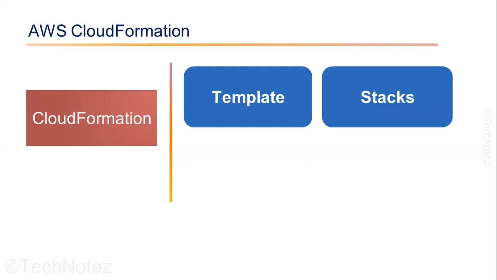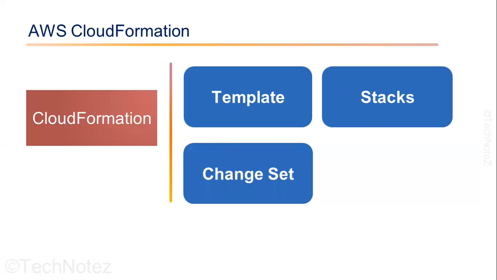Stack. CloudFormation stacks are a set of AWS resources that are created and managed together. A stack is created from a template and can be updated, deleted, or recreated as needed. Stacks enable you to manage your infrastructure as code and simplify resource management. You can also use CloudFormation stacks for rollback, which means you can revert to a previous version of your infrastructure if there are any issues with the current version.